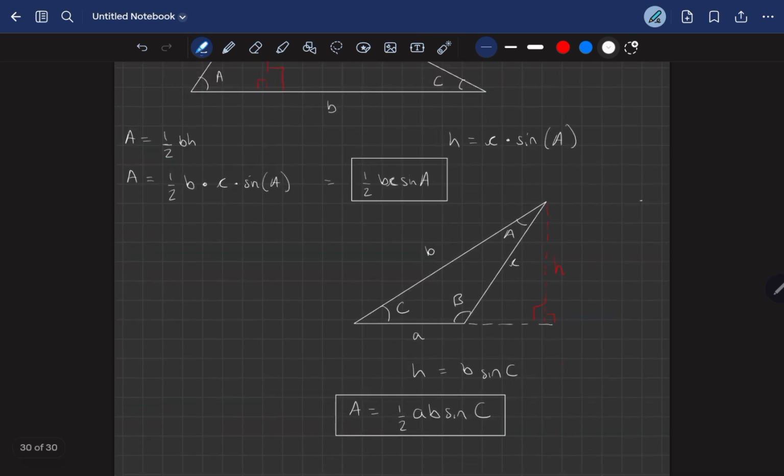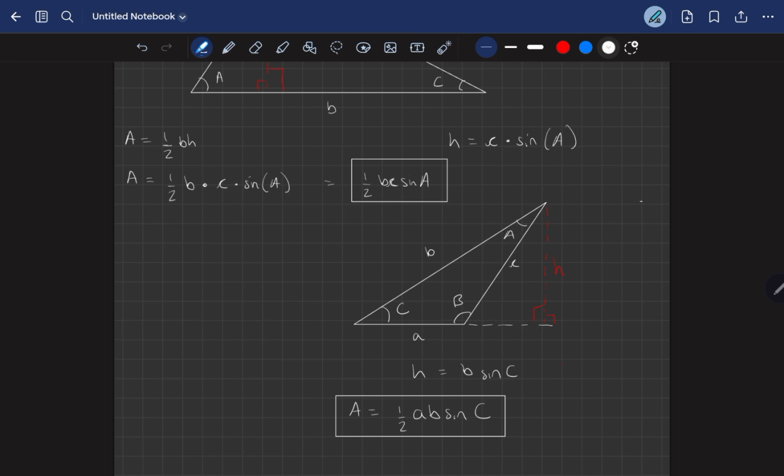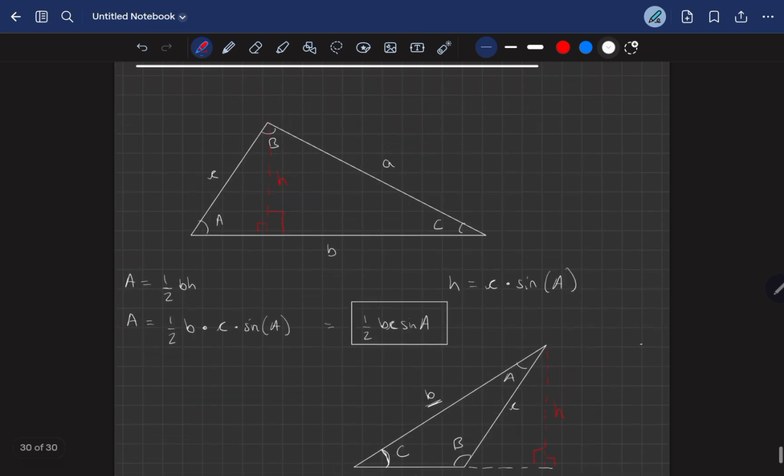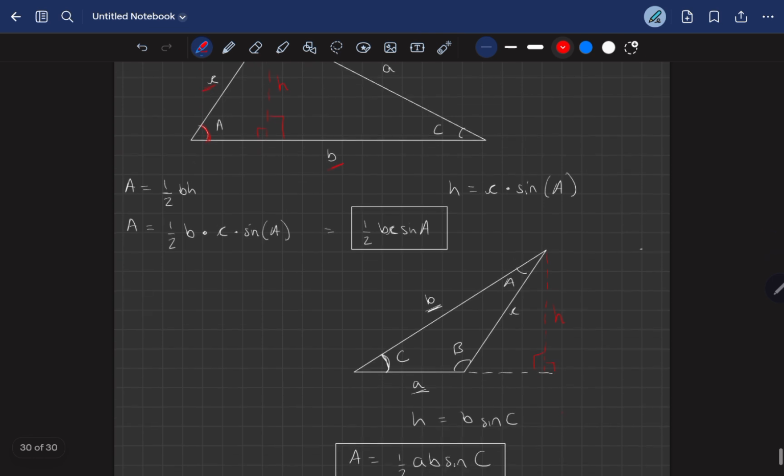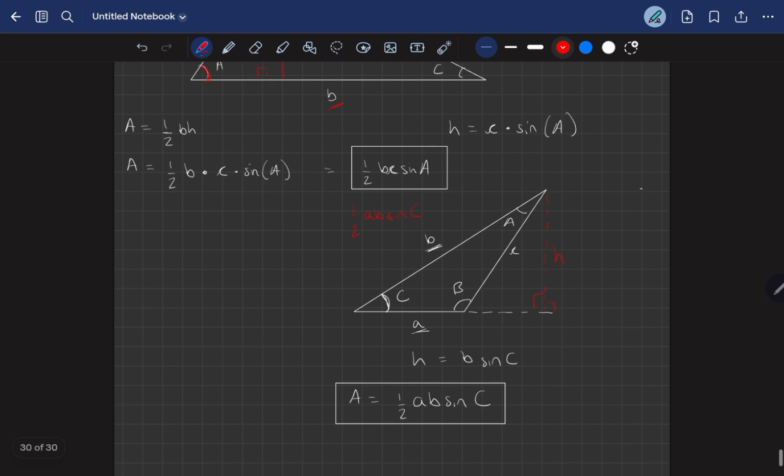What we have to know is that the angle that we are sining is the angle in between the two sides. So here we have a and b, and the angle in between those two is what we have to sine. Same over here. We have c and we have b, and we have to sine the angle in between those two, which is A. And I could just rearrange all the letters and move them around, and I'll still get half ab sine C. Okay?